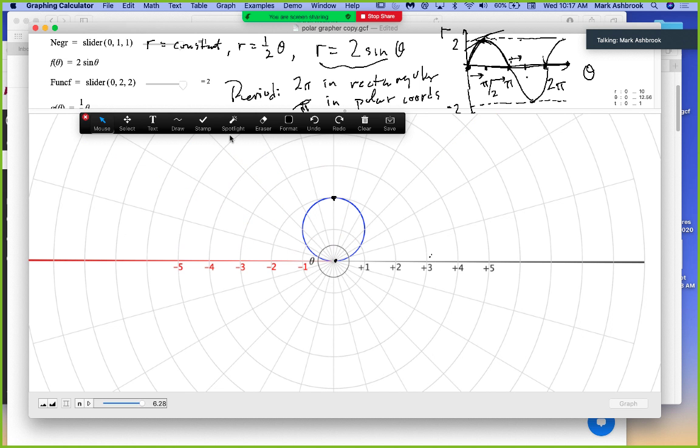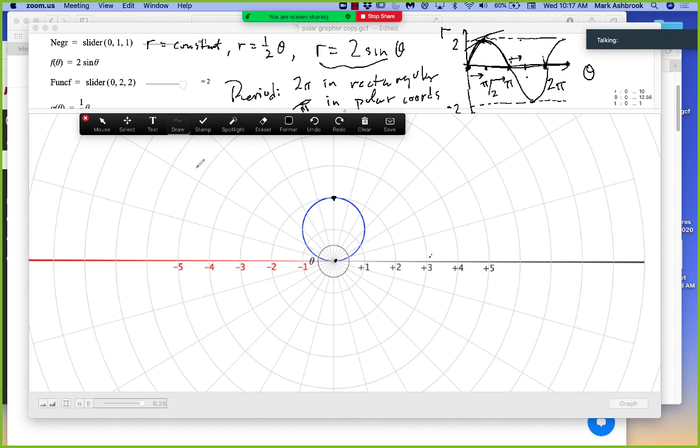Okay, so let's take a look at that. What does that look like? It sure looks like a circle. Now, do we know for sure it's a circle? Well, we'd have to show it mathematically. So, is it a circle?